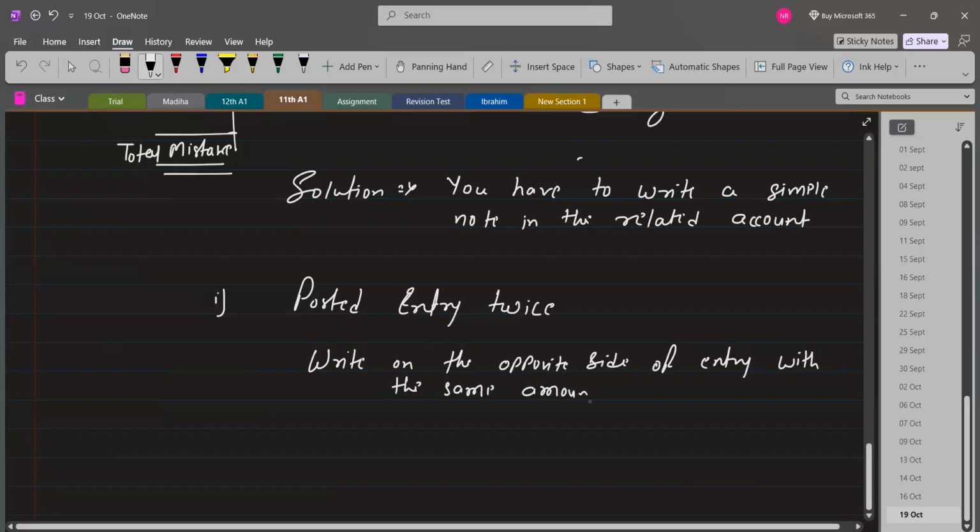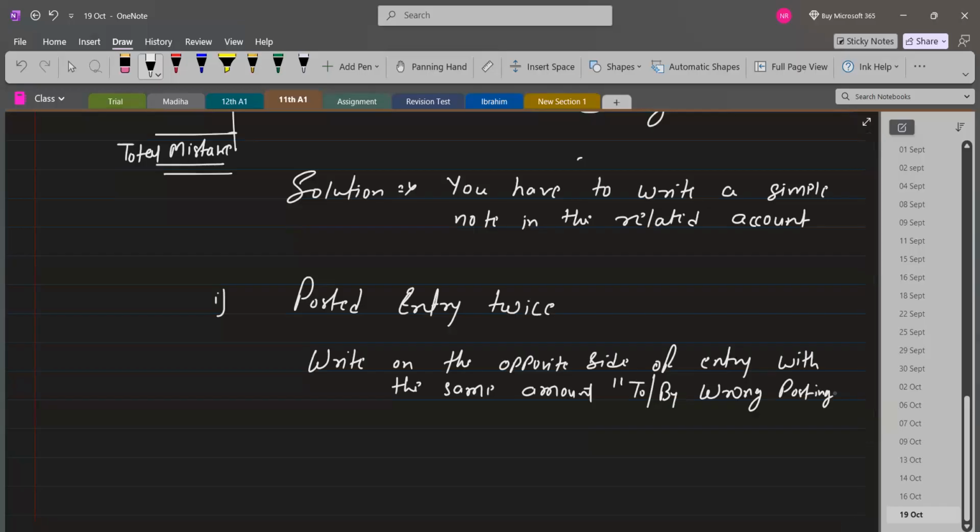And what should we write? We should write to or by wrong posting. Or you can be more specific by writing to or by twice posting of a transaction. You can do this also. But wrong posting is common. That's why it is also used in some different errors. Okay, in some different errors, like if you post a lesser amount, then also you can write wrong posting.